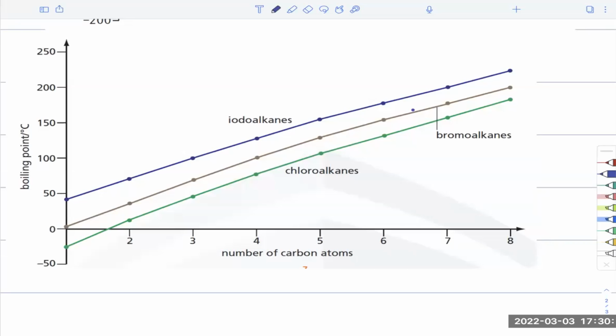So obviously, the London dispersion forces that are caused, or even permanent dipole forces that are caused, are much stronger than the other ones. That is why iodoalkanes, for the same number of carbons, are going to have higher boiling points than chloroalkanes or bromoalkanes. And yeah, that's the case.